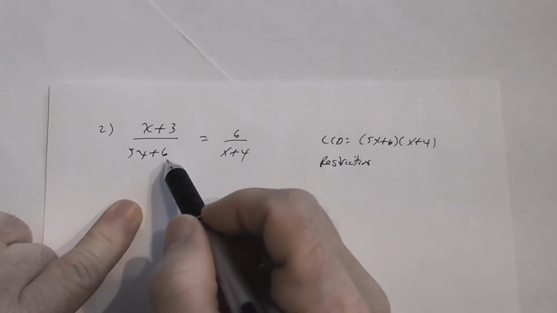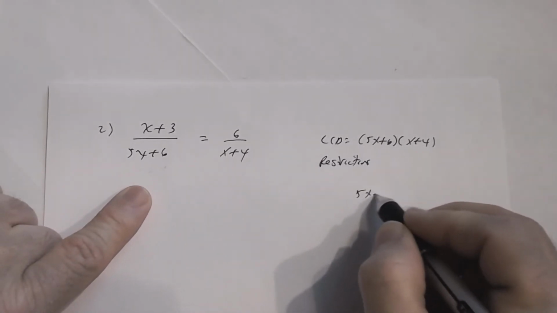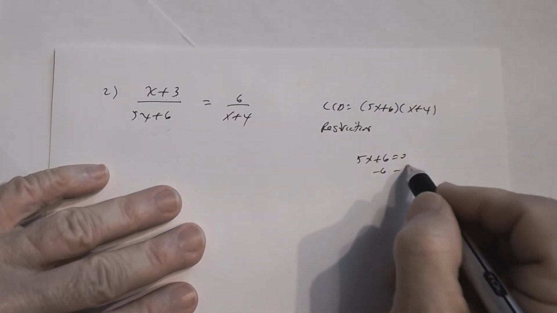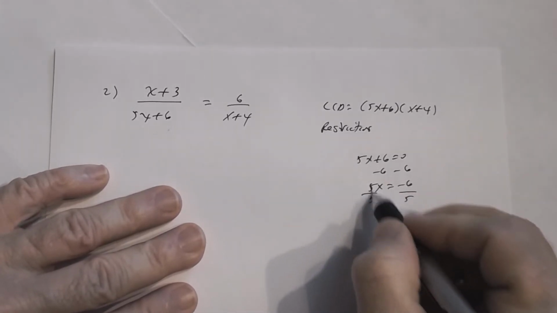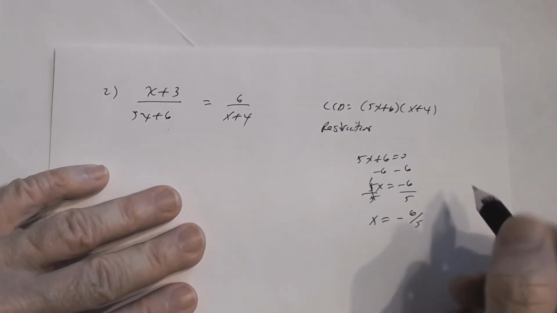But again, what you do is you take each factor in your denominator, set equal to 0. So 5x plus 6 equals 0, and you solve for x. So I'm going to subtract 6 from both sides. I get 5x equal negative 6. Then divide both sides by 5. I have one of my restrictions. So one of my restrictions is that x cannot be negative 6/5.